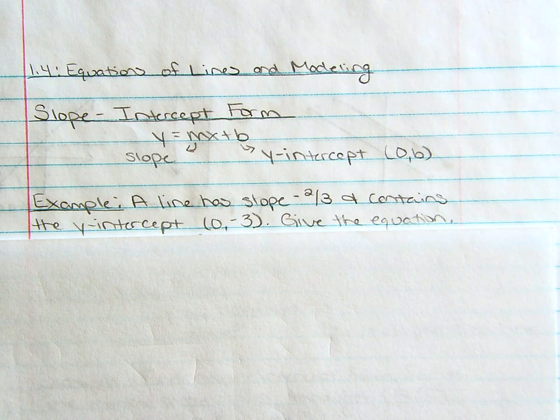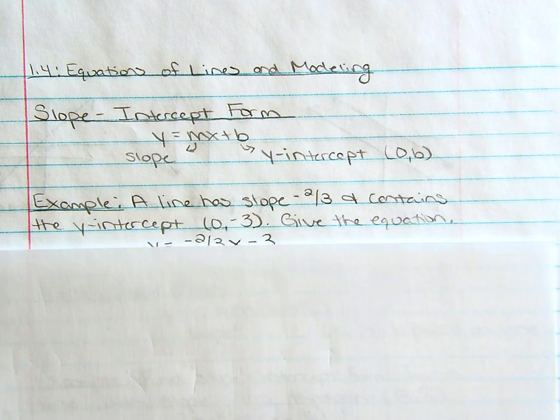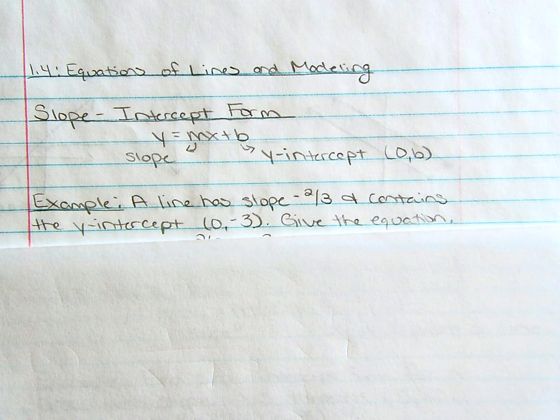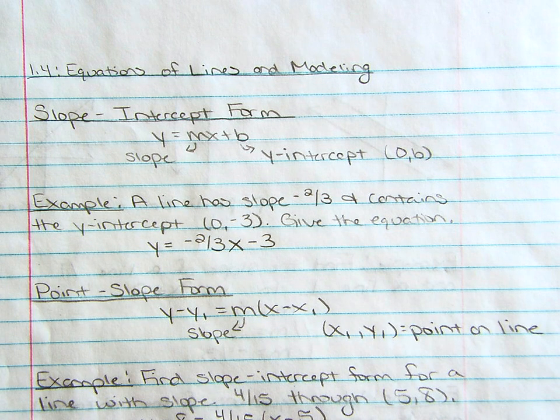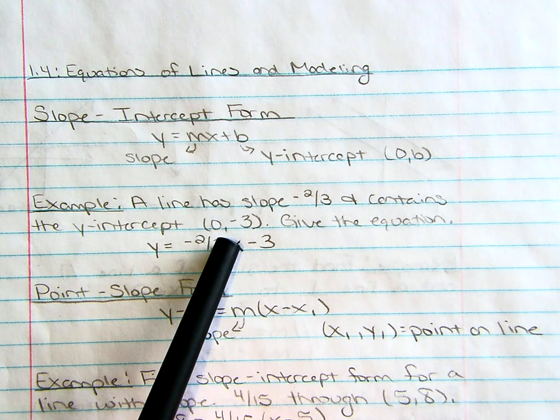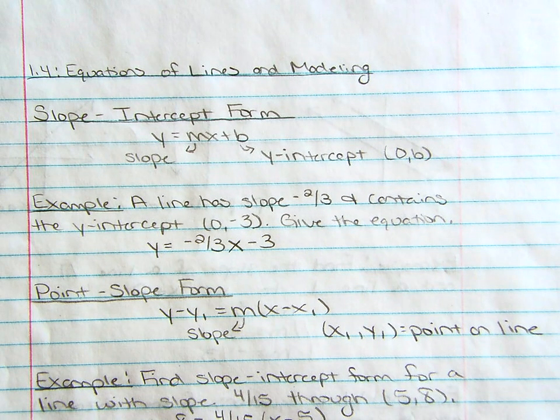This first example is very straightforward. It's very much a plug and chug. It says we have a line that has slope negative 2/3 and contains the y-intercept (0, -3). Give the equation. It gives us the slope and the y-intercept, so we are able to write the equation from that: y equals negative 2/3 x minus 3. We have it minus instead of a plus because the y-intercept value itself was negative.